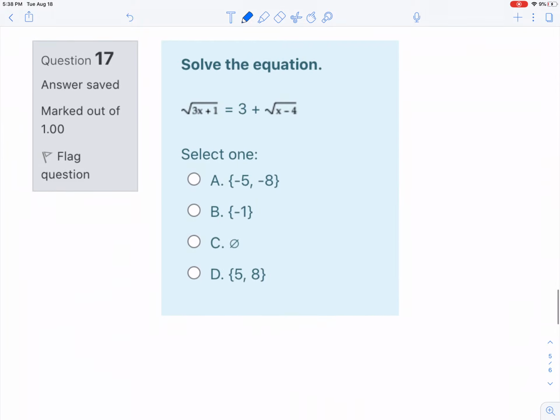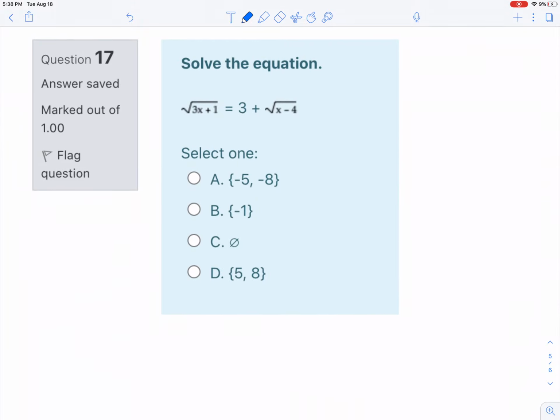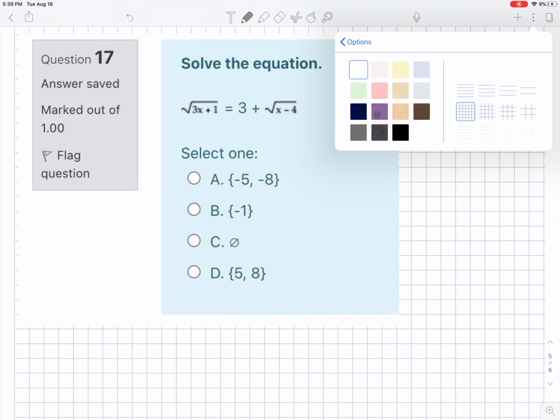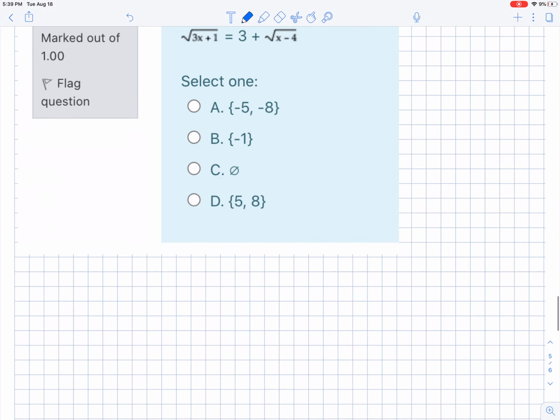All right, greetings, YouTube. We have the following question from College Algebra. It asks us to solve this equation. So this is solving radical equations where we have more than one radical. So let's start by getting a copy of the original.